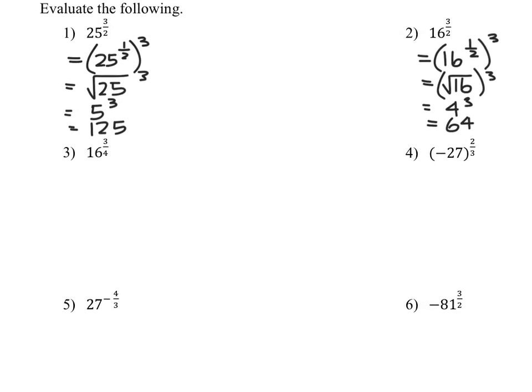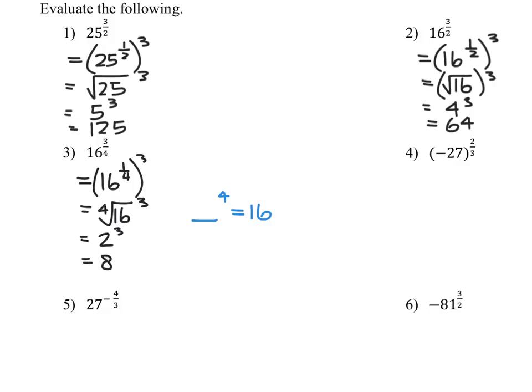Okay, so here we have 16 raised to the exponent of 1 over 4, and then the exponent of 3, which gives us the 4th root of 16 raised to the exponent of 3. So for the 4th root of 16, again, going back to what base raised to the exponent of 4 gives us the answer of 16, or what number multiplied by itself 4 times equals 16, the answer will be 2. Okay, and then we have 2 cubed, which gives us the answer of 8.